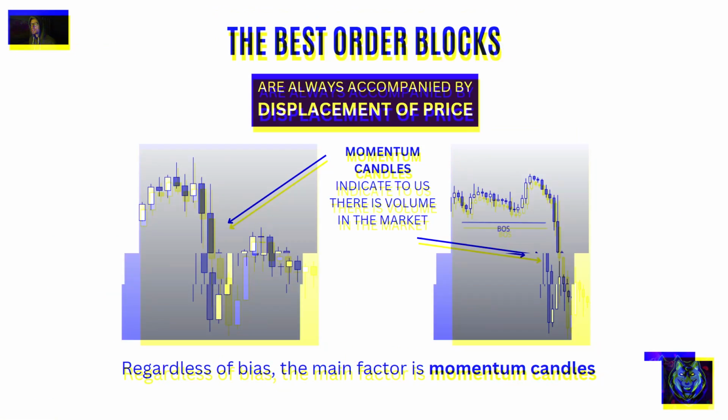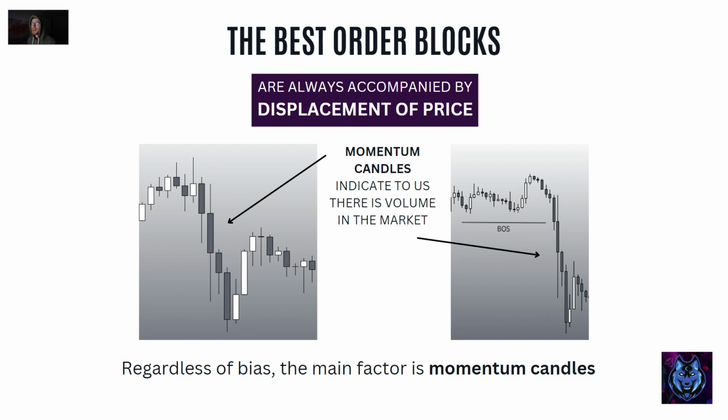The best order blocks are always accompanied by displacement of price. This is the secret key. You see over here, we've got this break in structure with this massive momentum candle. This displacement is what we're looking for. It indicates to us that there is volume, that the institutions and the big players are getting in the game. Regardless of the bias, the main factor is the momentum candles.